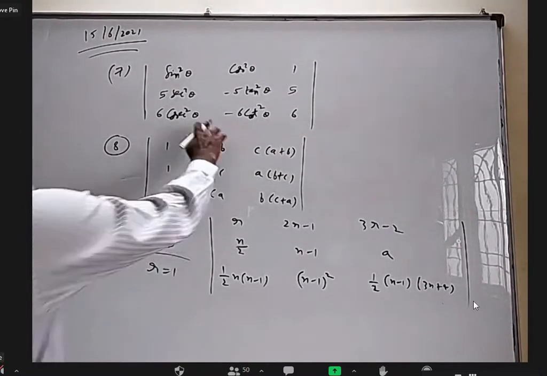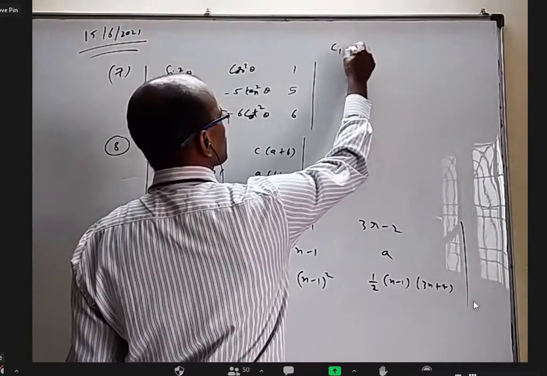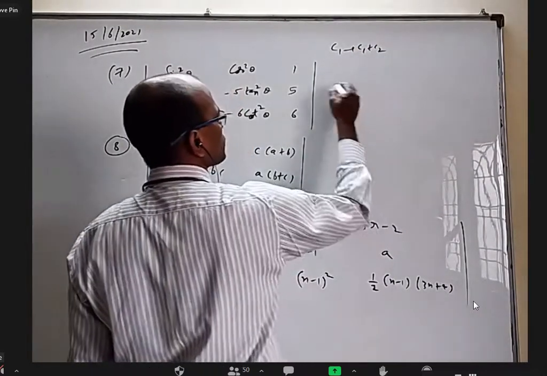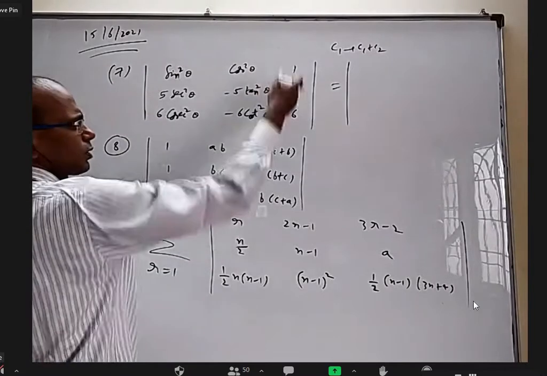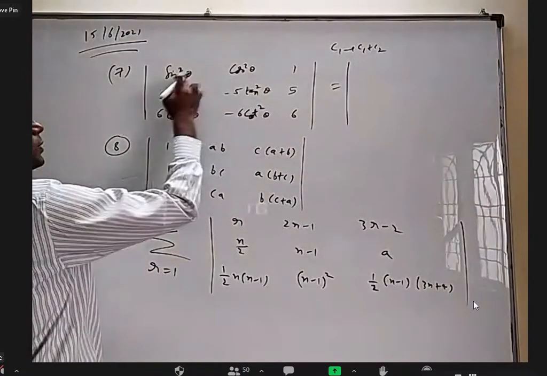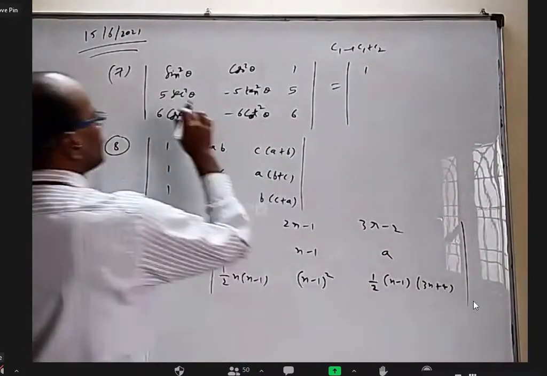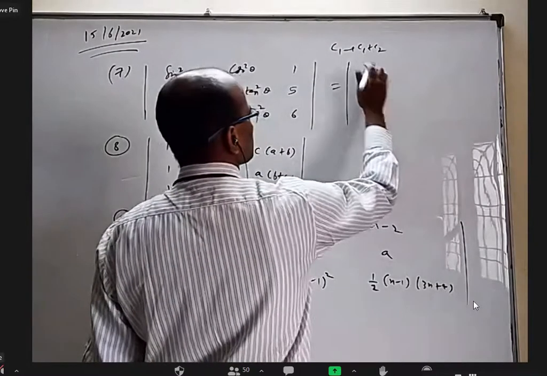Okay, this seventh one is very simple. You simply write column 1 as column 1 plus column 2. When you do that, column 2 will not change, column 3 will not change, only column 1 changes, and this will be 1. Maybe if you want, I'll write it.